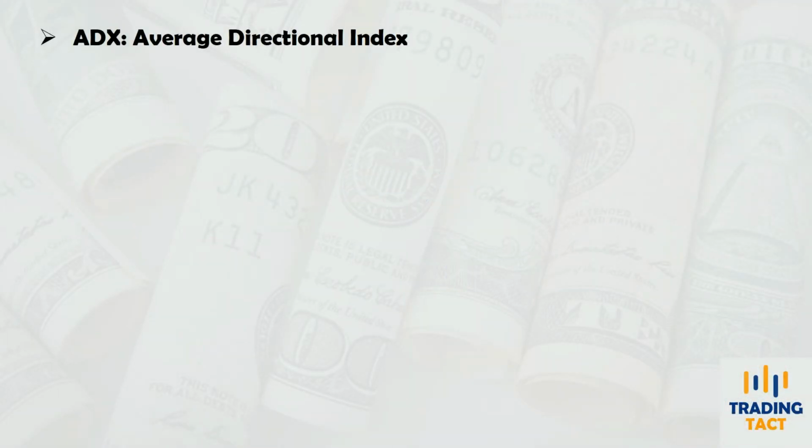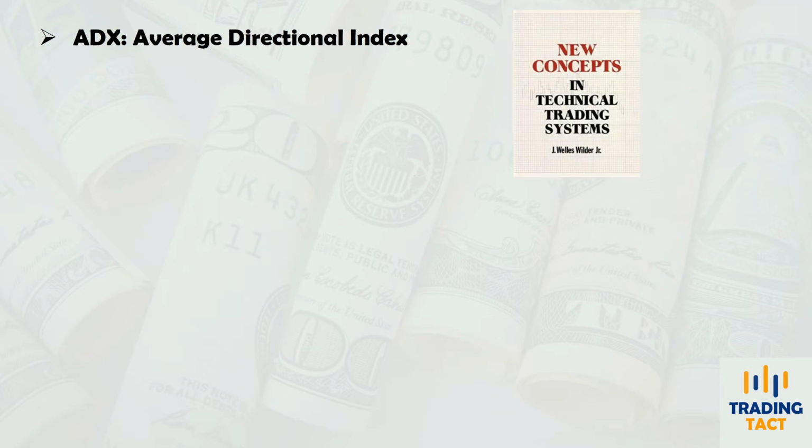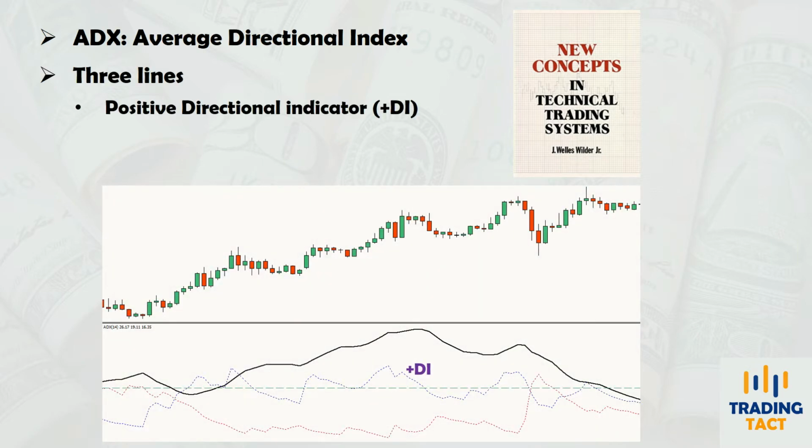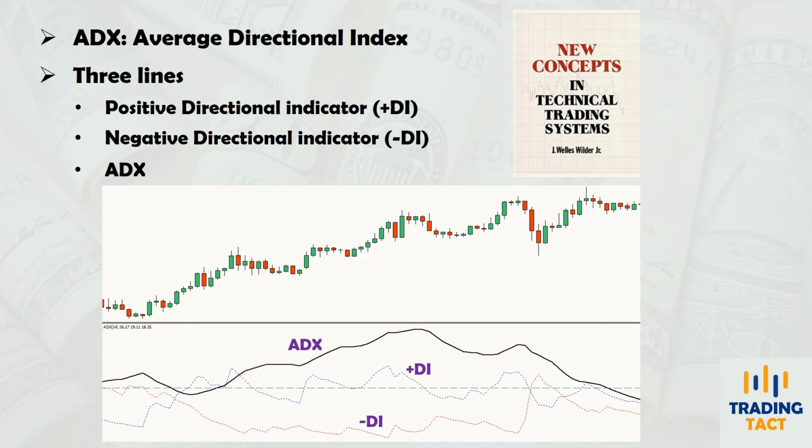The Average Directional Index Indicator, or ADX, is one of Wilder's finest creations. It is tedious to calculate, but easy to apply. Here's a quick summary. The ADX consists of three lines: the positive directional indicator, or plus DI, the negative directional indicator, or minus DI, and the ADX line.